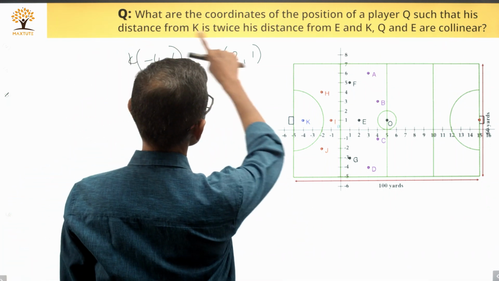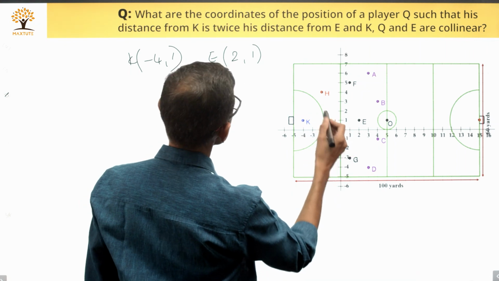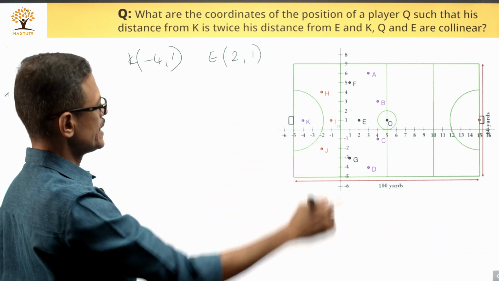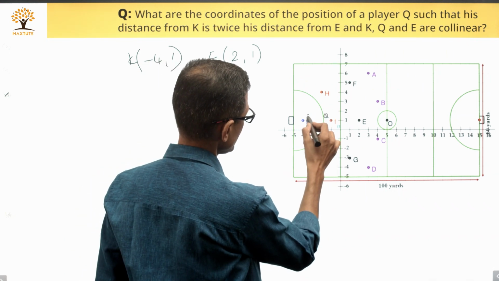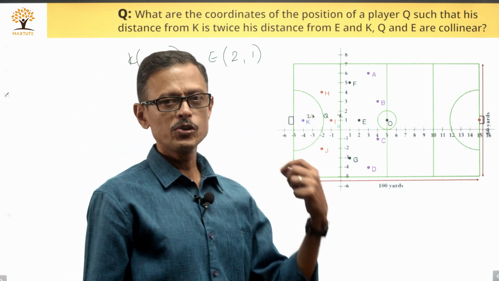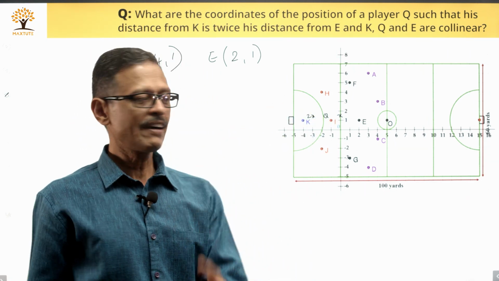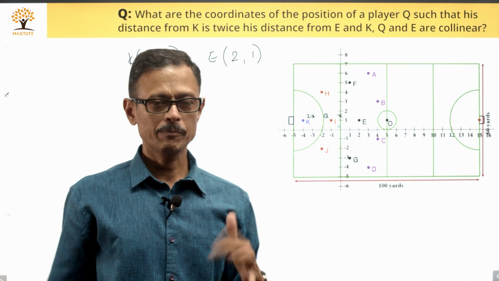We want to get to the answer as quickly as possible, right. Look at it, what are the coordinates of the position of a player Q such that his distance from K is twice the distance from E. Distance from K to this player Q should be, let us say 2x, then from Q to E should be equal to x, that is what they are saying. So, this point Q should be such that it divides this line segment KE in the ratio of 2:1, that is what we are trying to find out, right.